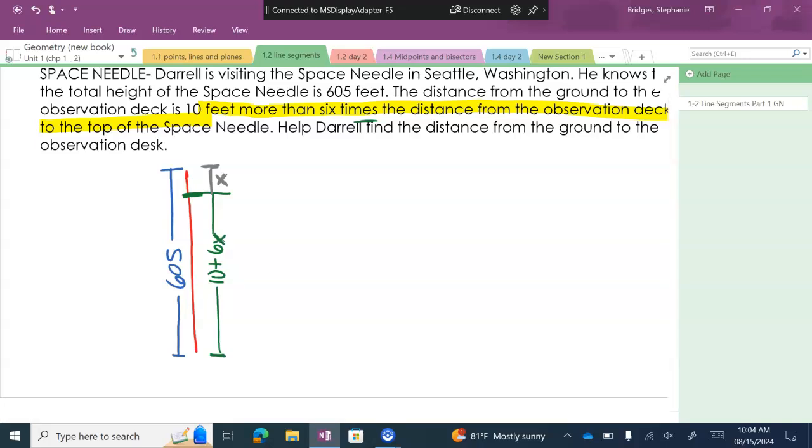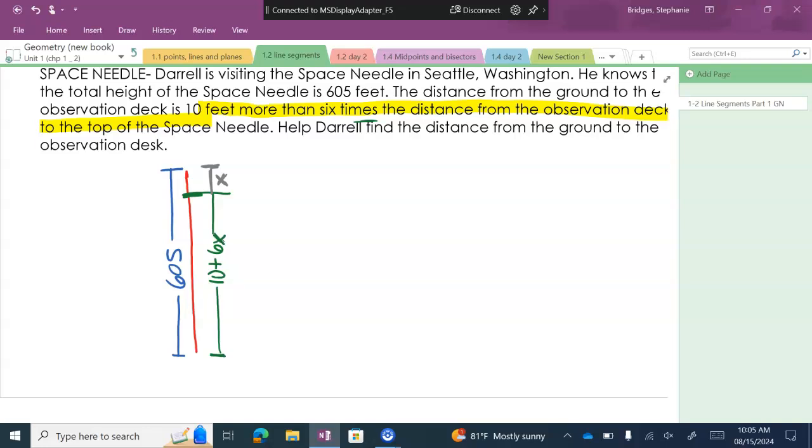So now we have a picture. Now we need to set up an equation. Very similar to what we just did on the last question, except turned sideways this time. What are your two small pieces? X and 10 plus 6x. And so what do we want to do to those? Add them and set them equal to 605, yes.